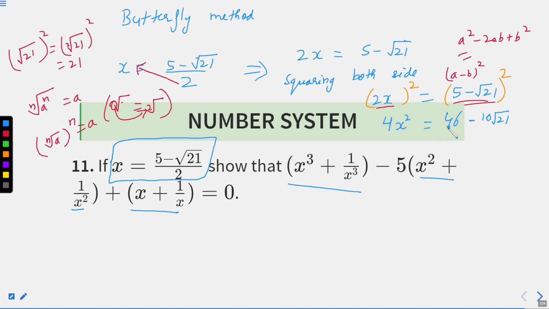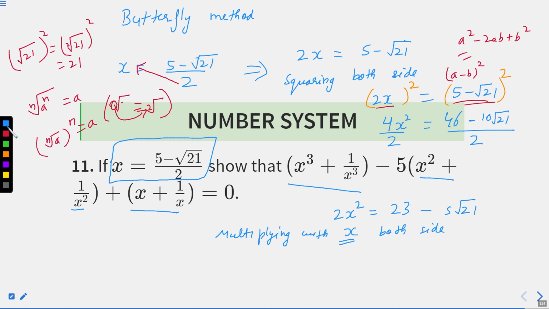I hope it is clear. So if you divide by 2 on both sides, you are left with 2x square, which equals 23 minus 5 root 21. Now just multiply with x on both sides.